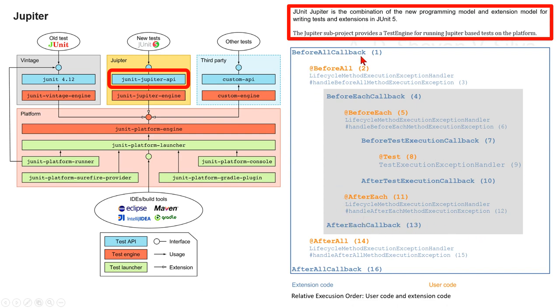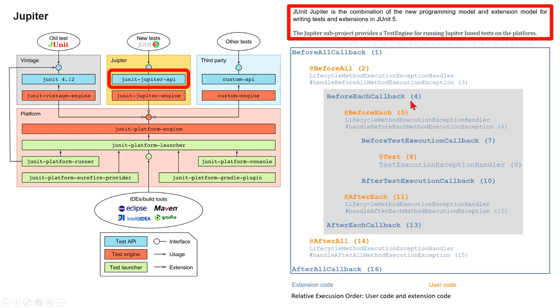Step one, the interface org.junit.jupiter.api.extension.BeforeAllCallback. Extension code executed before all tests of the container are executed. Step two, the annotation org.junit.jupiter.api.BeforeAll. User code executed before all tests of the container are executed. Step three, the interface org.junit.jupiter.api.extension.LifecycleMethodExecutionExceptionHandler#handleBeforeAllMethodExecutionException. Extension for handling exceptions thrown from @BeforeAll methods.